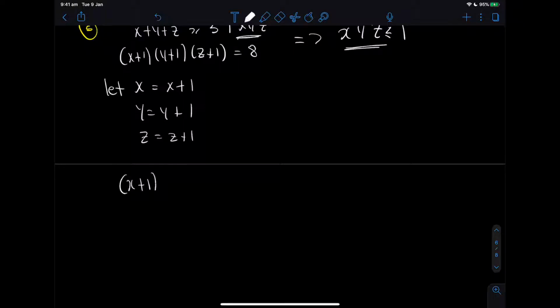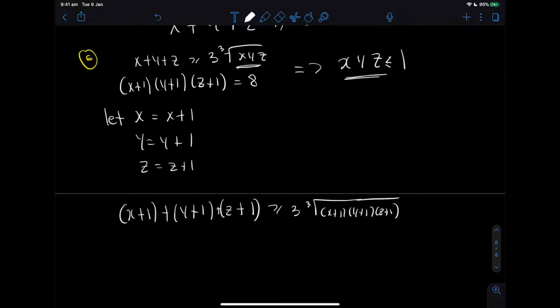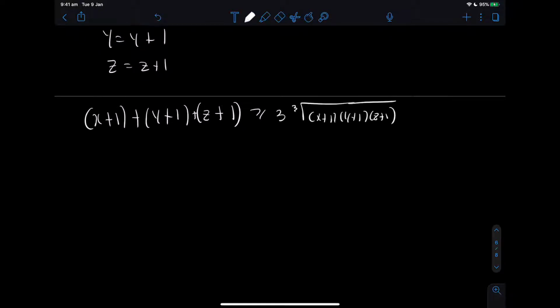So what I'm going to do now is sub this into the part we got in part 4: x plus 1 plus y plus 1 plus z plus 1 is greater than or equal to 3 times the cube root of (x plus 1)(y plus 1)(z plus 1). Cool. So now we have this expression here. And this inequality does hold, since I'm only adjusting what x, y and z were in accordance with what we need to prove.